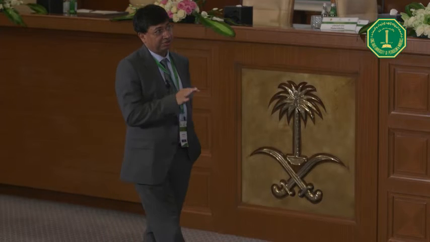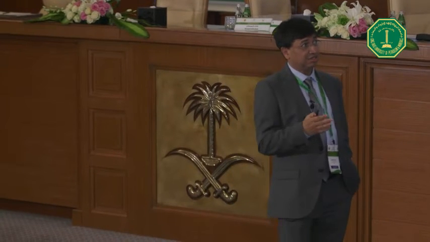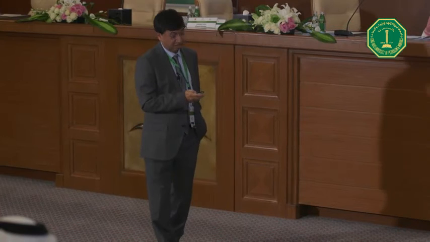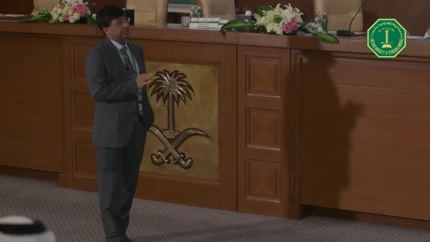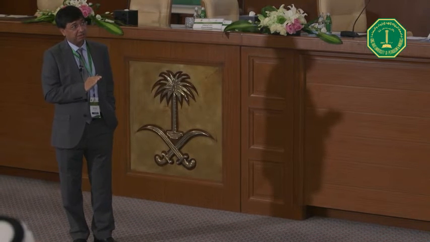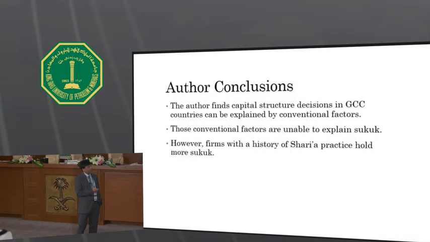The author investigates the determinants of capital structure of publicly traded companies in three GCC countries: Saudi Arabia, UAE, and Qatar. First, they confirm the conventional factors are valid for their sample of GCC countries. They then test the proportion of sukuk in equities correlated with these factors. And finally, they test if a history of Sharia business practices can explain the use of sukuk. The author finds capital structure decisions in GCC countries can be explained by conventional factors, and these conventional factors are unable to explain sukuk. However, firms with a history of Sharia practice hold more sukuk.